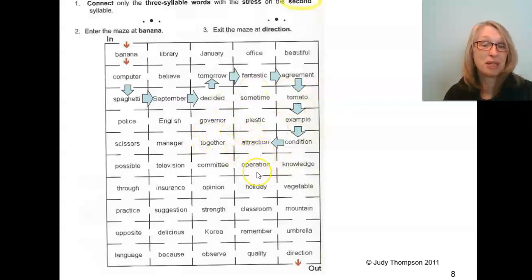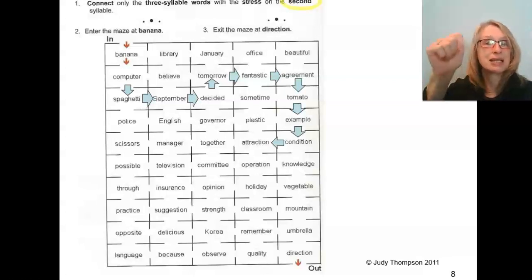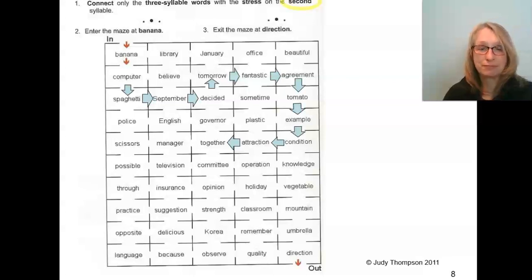It can't be this one because it is operation. Operation. No. So we know it's not that one. It has to be together. Yeah. When you say this one, make sure you get that TH up there, together, together.